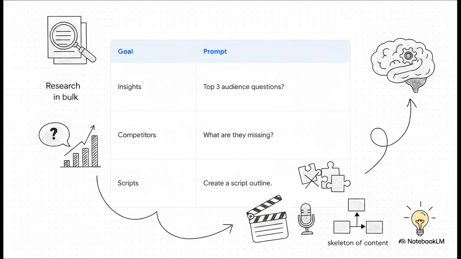You can literally upload thousands of your own YouTube comments into a notebook and prompt it, what are the top 3 questions my audience keeps asking in these comments? Bam, instant clarity. For competitor research, upload a transcript from someone in your niche and ask, what are they missing? And for script writing, just say, create a YouTube script outline based on these 3 research documents. You are generating the exact skeleton of your content in seconds, not hours.